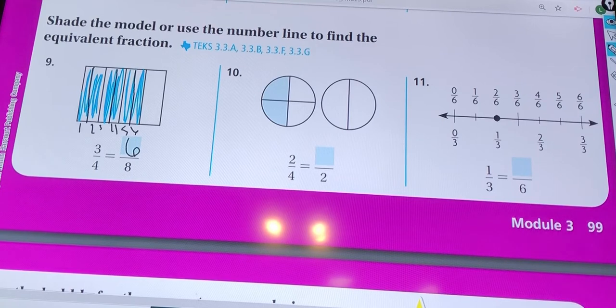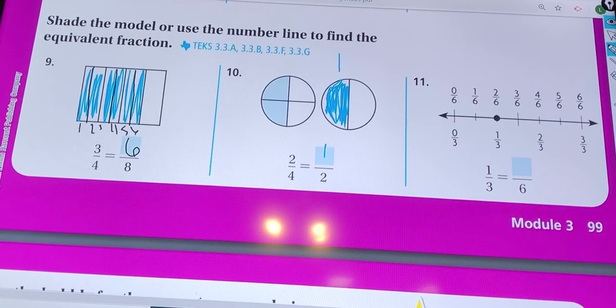Number 10. They've already given you 2 different models. So what can I shade that's going to look the same as this one? So that's the same amount. Now what is that fraction? It's cut into 2 pieces and I shaded one of them, so 1/2. So 2/4 is equivalent to 1/2.